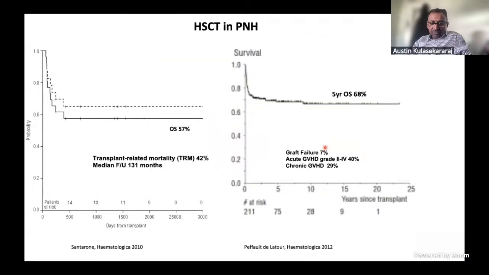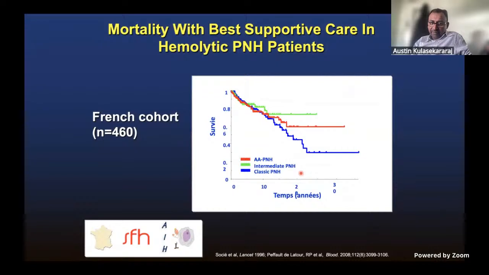Okay, now touching a bit upon transplant, and then we can have a discussion as well. So what do you do in countries where you do not have anticomplement therapy? And this was the historical data. This is in 2010 and in 2012. You did have a higher transplant-related mortality of around 40% with an overall survival of 60%. Tiny bit got better, but still the risk of chronic and acute GVHD was extremely high.